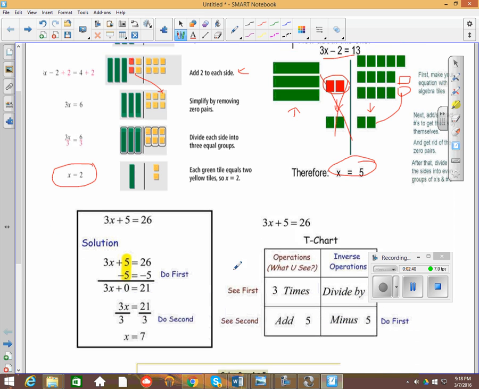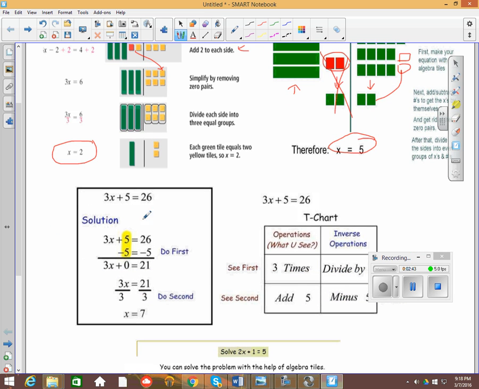Okay. And here is where you can see it done using not the tiles, but just the numbers, 3x plus 5. So first of all, you need to get the variable, which is the x, by itself. So you add an opposite, which is a negative 5, meaning zeros here. Now you have 3x equals 21. In order to get the x by itself, that means 3 times x is 21. Okay, so you want to know what x is.